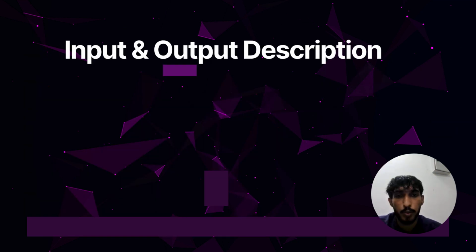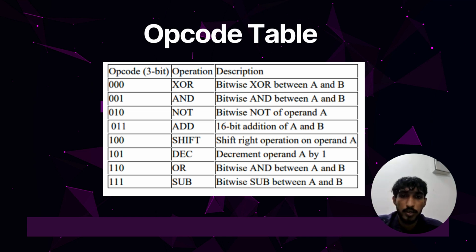For the input and output description, there are three inputs and three outputs, where A is input, B is input, opcode is input, result is output, zero flag is output, and carry flag is output. For the operation code table, we use a 3-bit opcode to declare the operation, where 000 is XOR, 001 is AND, 010 is NOT, 011 add, 100 shift, 101 decrement, 110 OR, 111 subtract.